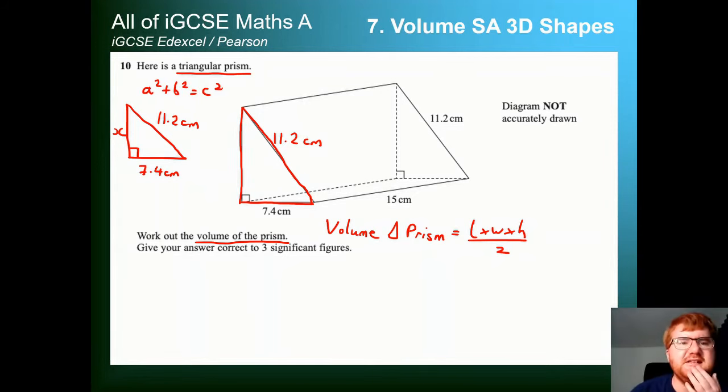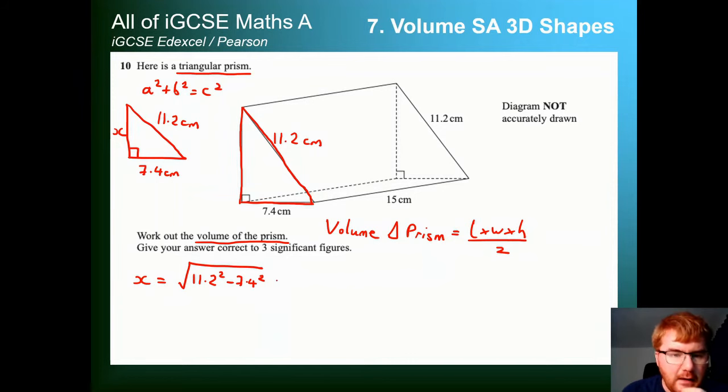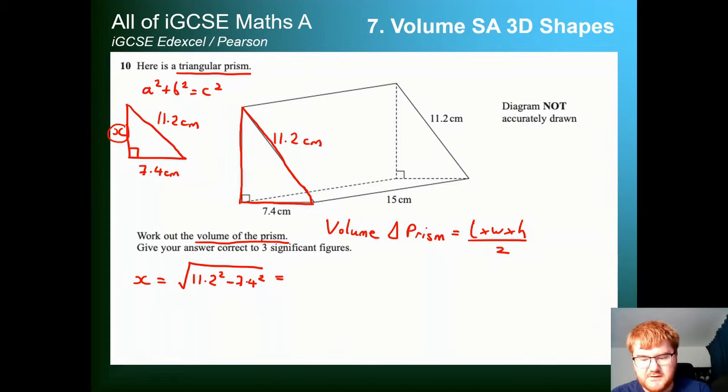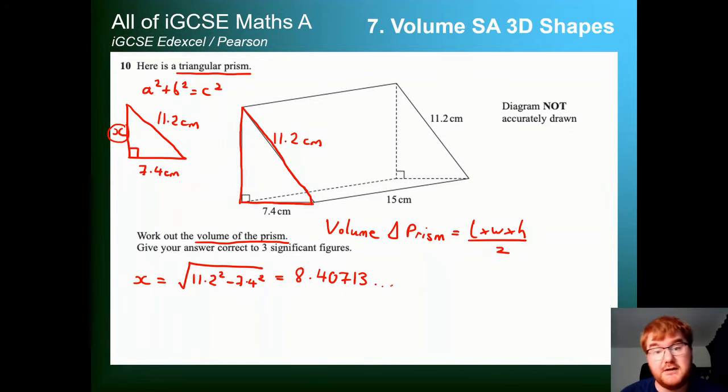Now, certainly at IGCSE level, I want to keep things as straightforward as possible. So, to work out x, all we need to do here is the square root of 11.2 squared minus 7.4 squared. One easy calculation showing our method, but also keeping it efficient. Now, the reason that we are minusing here is because we're looking for a smaller side. We're not looking for the hypotenuse. So I'm going to plug this into my calculator. So the square root of 11.2 squared minus 7.4 squared. And this gives me, as a decimal here, 8.40713. Again, I'm going to write lots of decimals down so I can use it later.